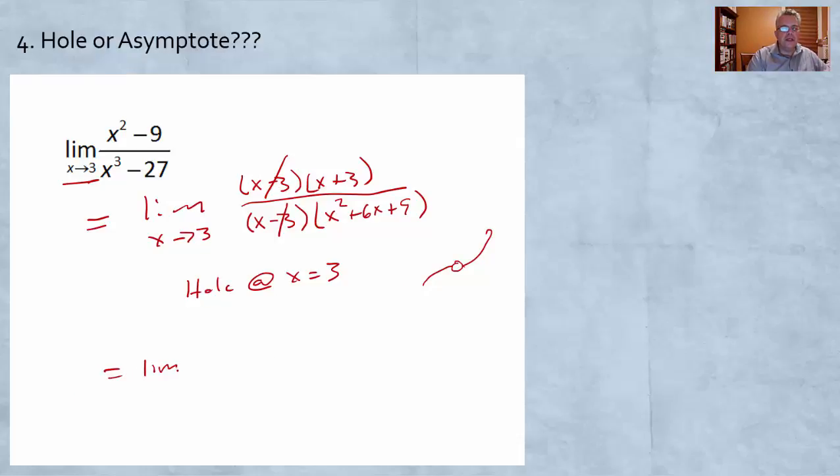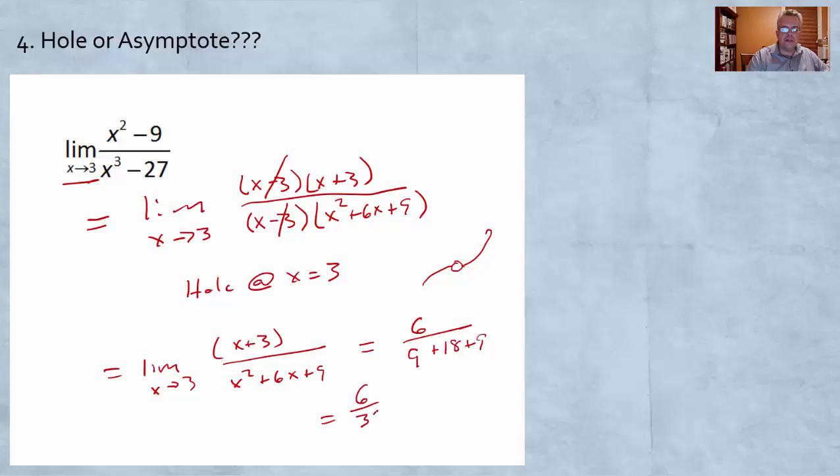So this is going to equal the limit as x approaches 3 of x plus 3 over x squared plus 6x plus 9. Okay, so this graph would have a hole, this graph doesn't. They both have the same limit, so we can just evaluate this now. As we put in 3, in the numerator we get 3 plus 3, which is 6. In the denominator we get 3 squared, which is 9, plus 6 times 3 is 18, plus 9. I think that's 18 plus 18 is 36, so I get 6 over 36, which is 1/6.